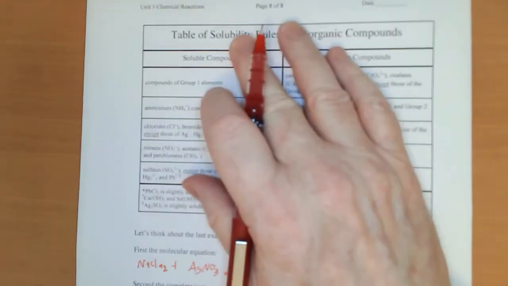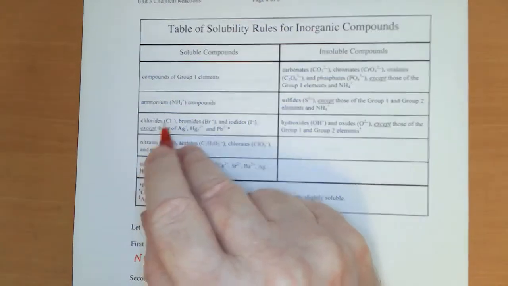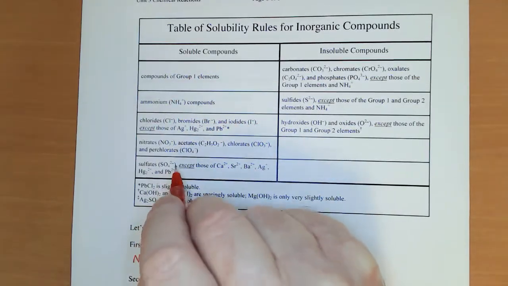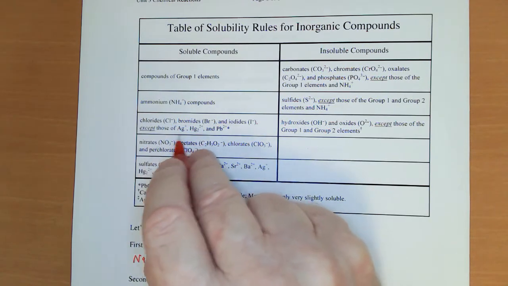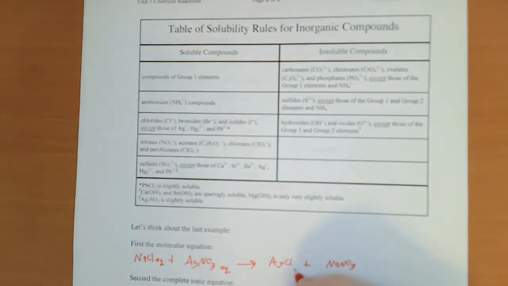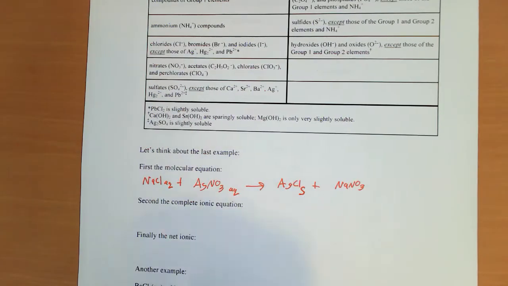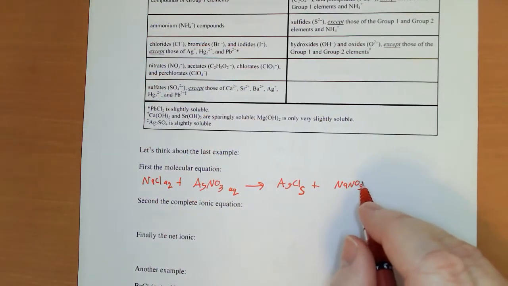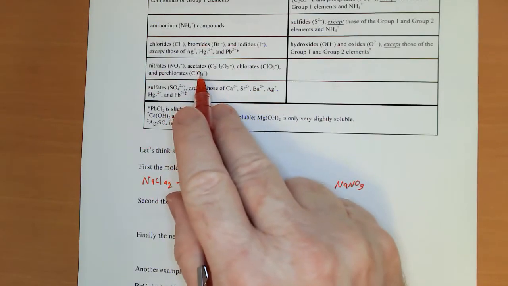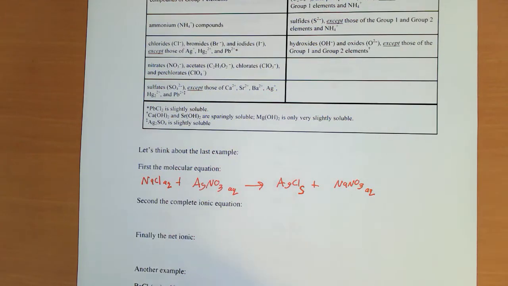Now, the states of matter. I go up here and I look at my solubility chart. Chlorides, so I find something here. Chlorides are generally soluble compounds, except those of Ag plus, Hg2 2 plus, Pb2 plus. Hey, that's Ag plus, that's what we're looking for. Since it is not soluble, we're going to put an S for solid. It forms a precipitate. Now nitrates, I look up here and I see the rule that nitrates, acetates, chlorates, and perchlorates are always soluble, which means that's going to be an aqueous. So that's my molecular equation.